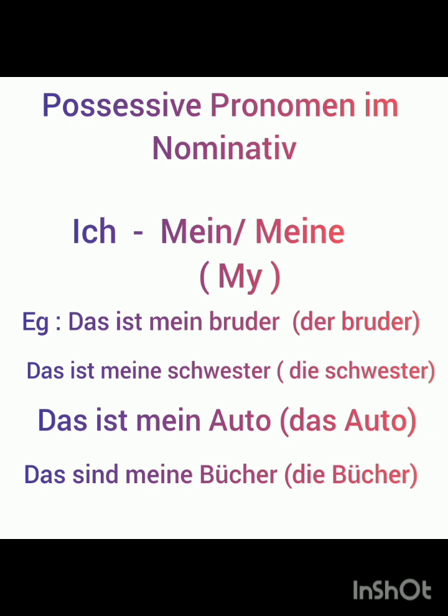Das ist mein Bruder means that is my brother, and das ist meine Schwester means that is my sister. And the next one is das ist mein Auto. Auto is neuter, so das Auto, which means that is my car. Auto is car. And the next one is das sind meine Bücher, which means these are my books. Bücher is a plural word, so die Bücher.